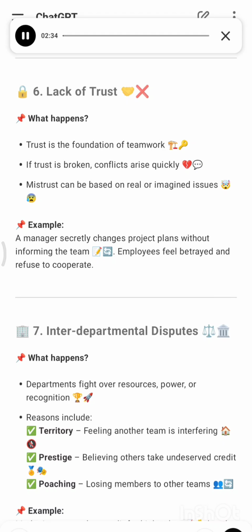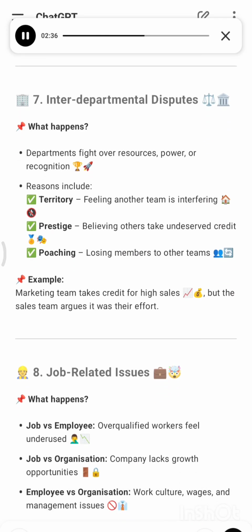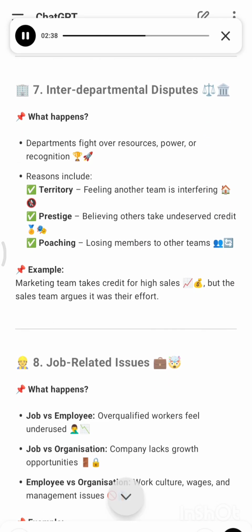7. Interdepartmental disputes. What happens? Departments fight over resources, power, or recognition. Reasons include territory, feeling another team is interfering; prestige, believing others take undeserved credit; poaching, losing members to other teams. Example: marketing team takes credit for high sales, but the sales team argues it was their effort.